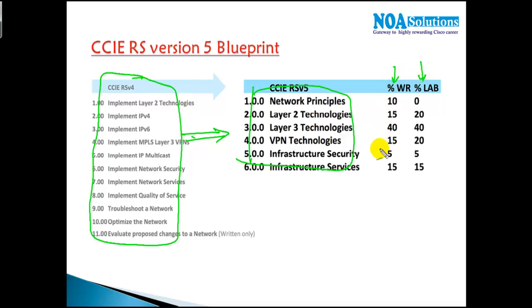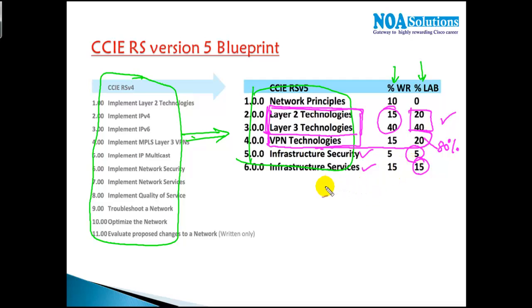So the major sections which will be tested here are layer 2 and layer 3 technologies. You can see it's going to cover 60% of your CCIE Routing and Switching lab exam. Even in the written it is almost 55%. And then VPN technologies, which means this is going to cover 80% of your CCIE lab exam. So these are the 3 major topics which you need to understand very well. The remaining are also tested, like services at 15%, and infrastructure security, where 5% of the questions will be tested.